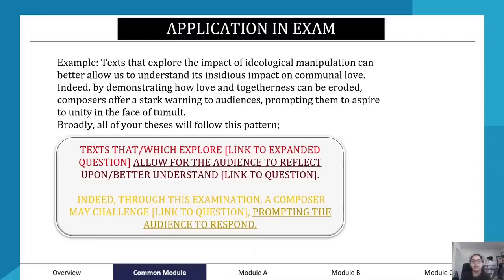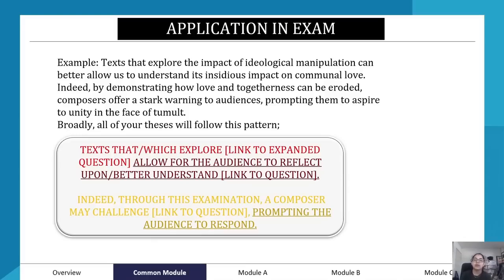The key effect that we're going for. So you can see here that with those two lines, they elaborate on that. They're not just saying that it's asking us to reconsider our understanding of love, but what exactly is it showing about love? What exactly is it asking us to reconsider?